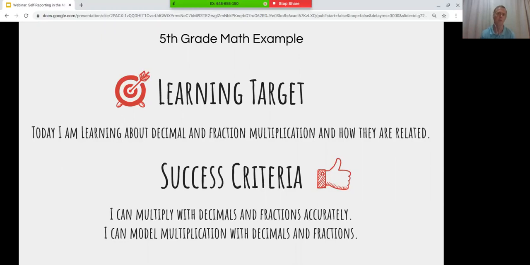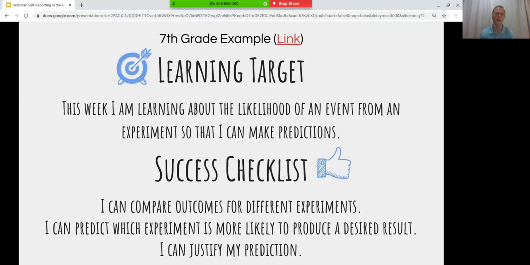All right, here's a 7th grade example, and this comes from Illustrative Mathematics. This week I'm learning about the likelihood of an event from experiments, so I can make predictions, and I can compare, I can predict, and I can justify. Those verbs are going to set the tone or the expectation of what students are going to have to do in that class.